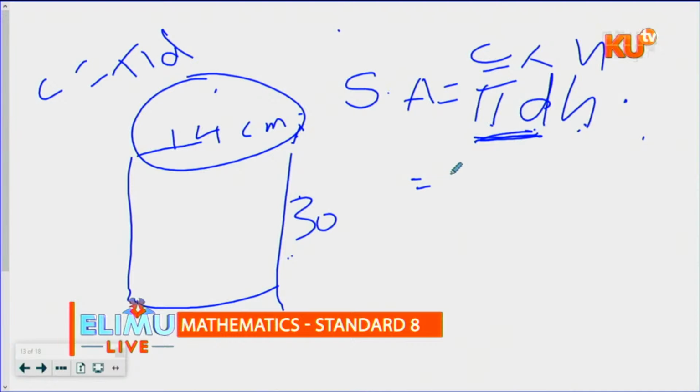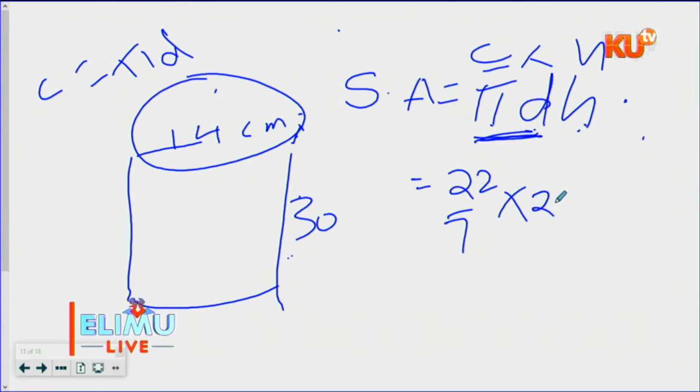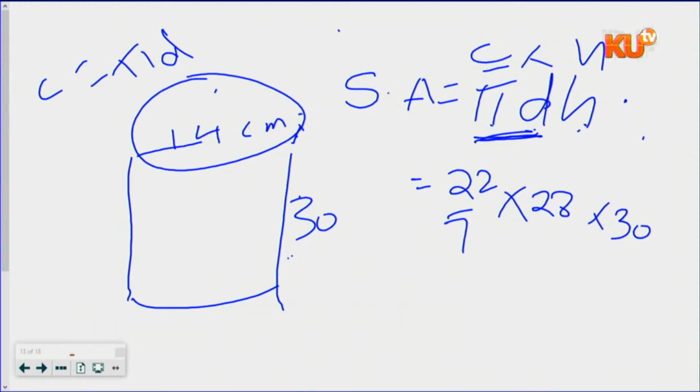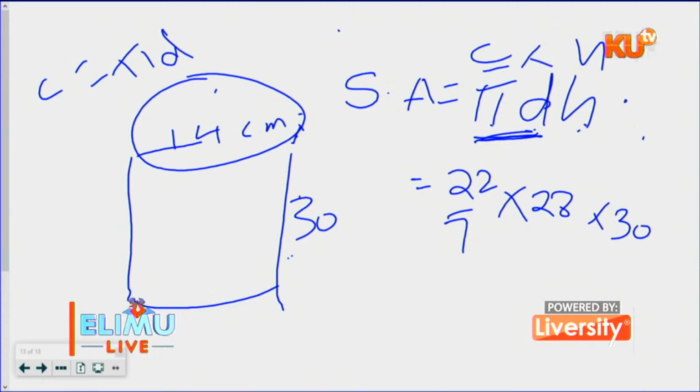So this will be equal to 22/7 times the diameter, which will be 28, because the radius is 14. This 28 we multiply by the height, which is 30. So the surface area of the curved part is equal to circumference times height, whereby the circumference is pi d, which gives us 22/7 times diameter, 28, times height, which is 30.